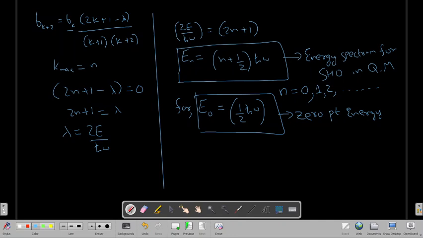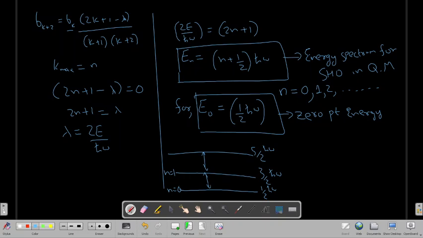So you can see that for different values of n, you will get equally spaced lines. This corresponds to n equal to 0, which is half h cut omega, then n equal to 1, you will get 3 by 2 h cut omega, then 5 by 2 h cut omega. And you can see that the difference between each level is constant. So these are the important results.